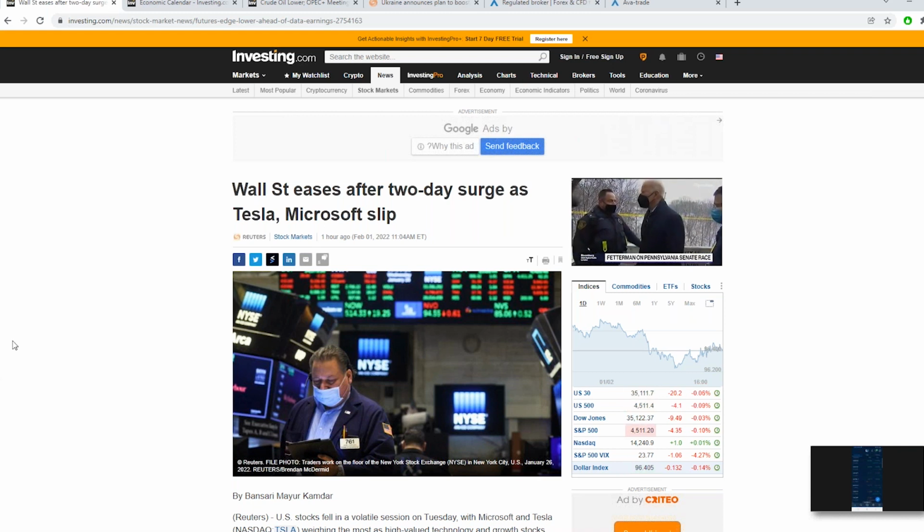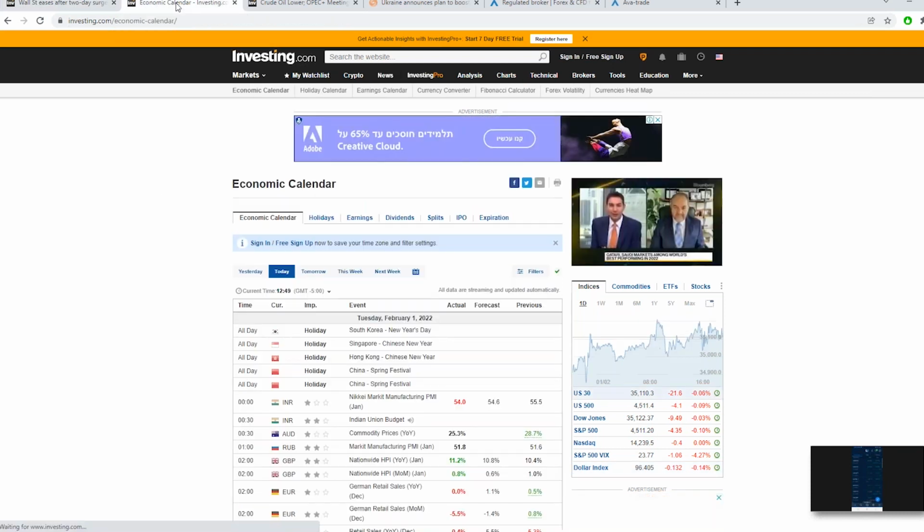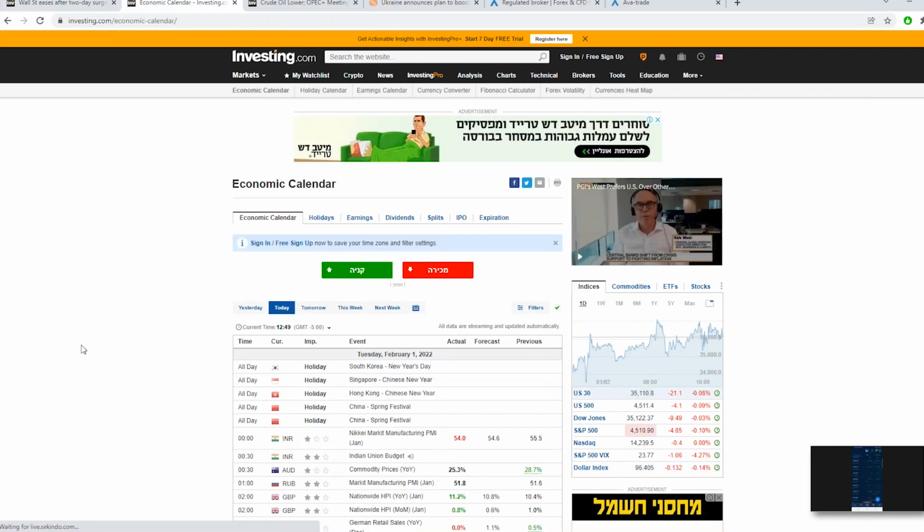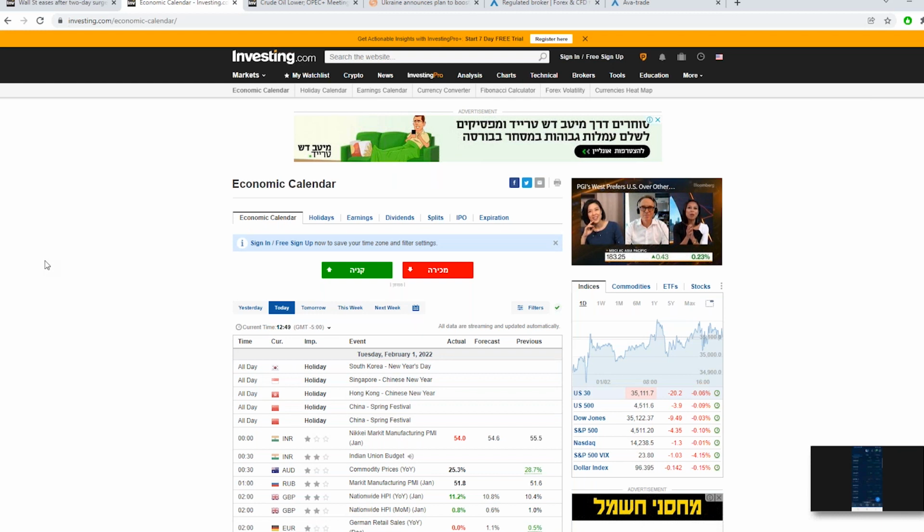Not always, but that's the general trend that we see a lot of times. Now we take a look and we see also why the market is a little slow. South Korea, Singapore, Hong Kong, and China all have bank holidays today, market holidays. So it's a lower volume of trading today as well. Doesn't mean you can't trade.